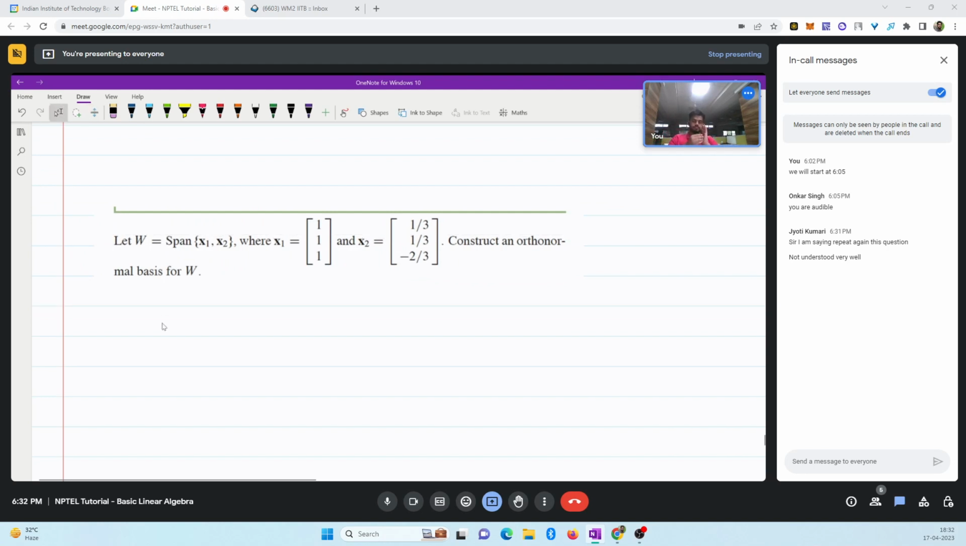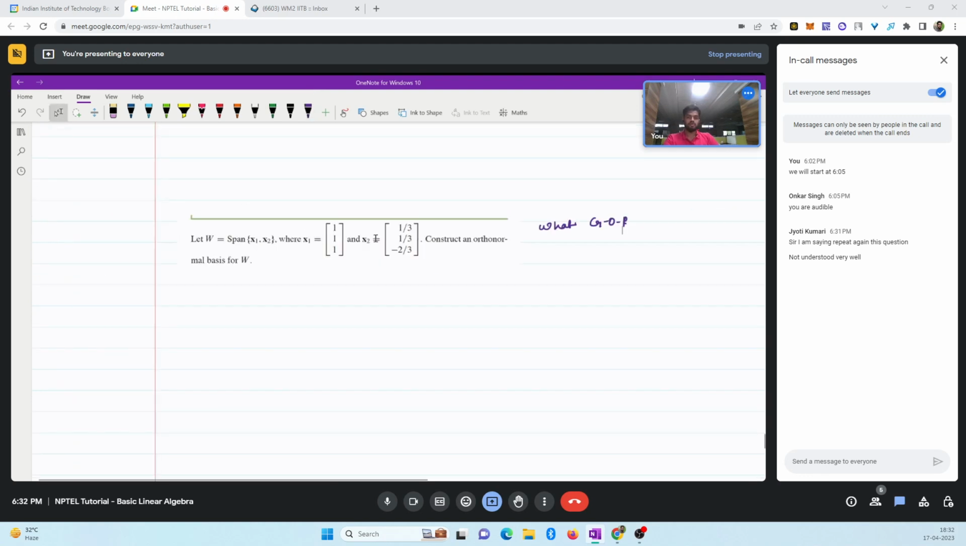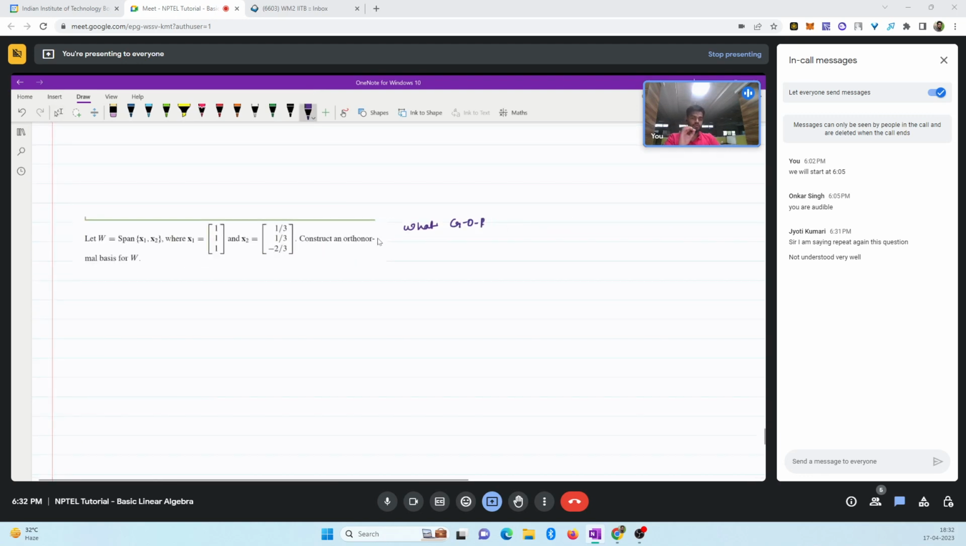See, the first thing that you should remember is what is the use of this Gram-Schmidt's orthogonalization process. So what is its use? If you are given some linearly independent set, then it is used to convert it to an orthogonal set.